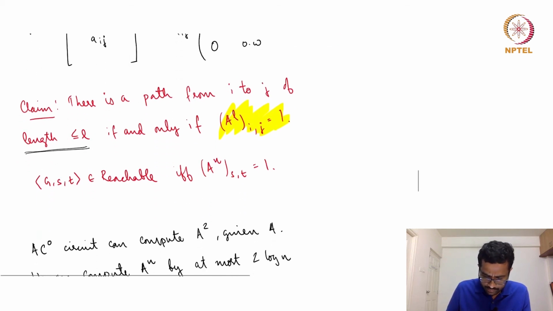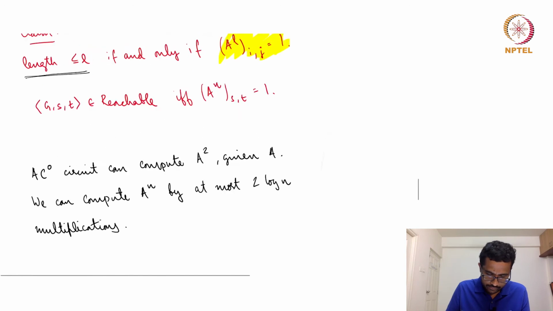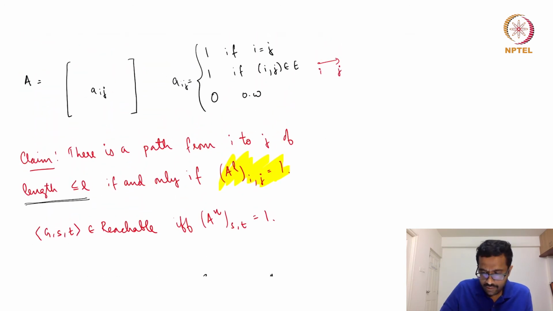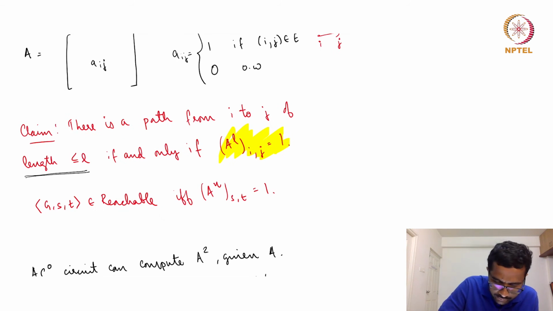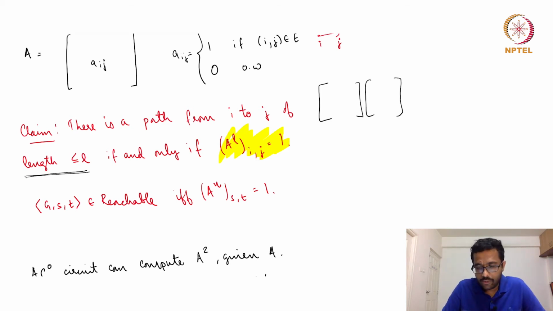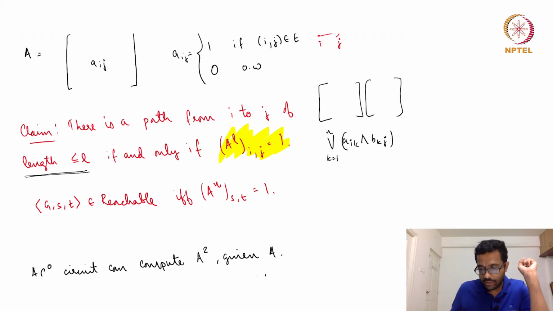Now let us see what happens when you take A squared. When I say the Lth power or A squared, I am talking about Boolean matrix multiplication. So the ijth entry of A squared is the OR over k equal to 1 to n of a_ik and a_kj. It's not b_kj, because it's not A and B, it is a_kj.